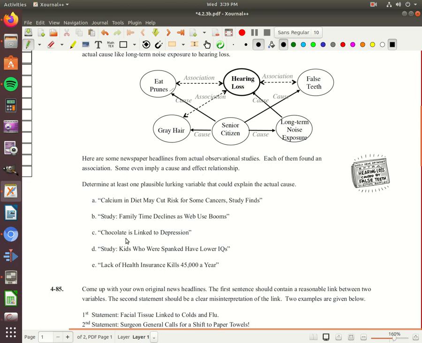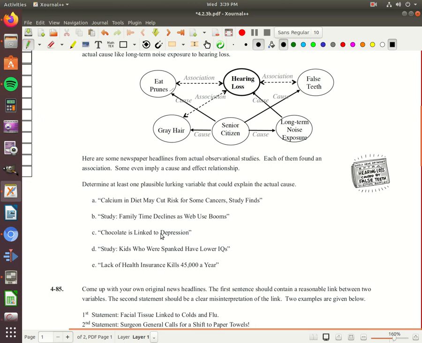Study: family time declines as web use booms. All right, well, that presupposes, right? Everyone's on the internet now, and no one talks to their family. But before the internet, I didn't talk to my family because I was watching TV or maybe reading a book. Not me. Maybe playing video games, perhaps. But there's probably always been a decent decline in family time, and it's not necessarily because of the internet. It could have been any other distraction after that.